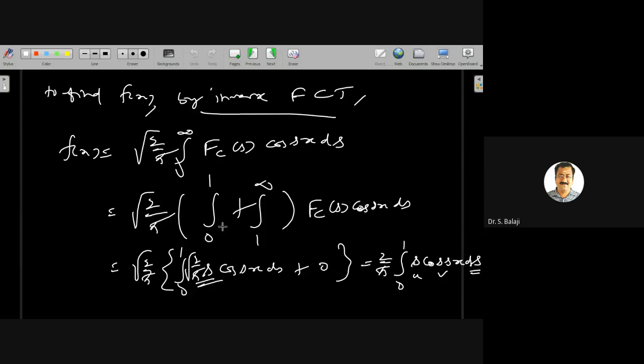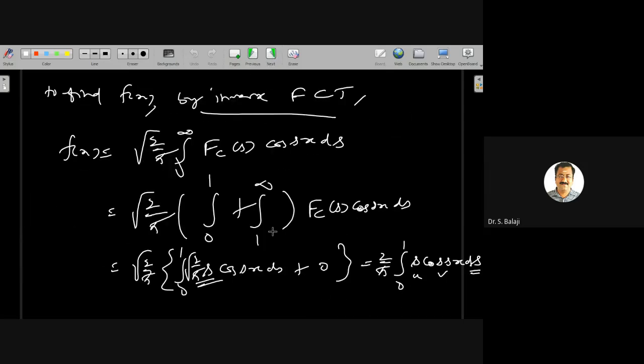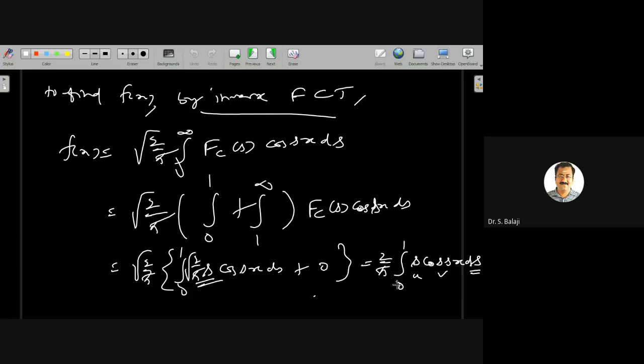Based on the given relation, Fc of s is defined from 0 to 1 and is 0 for s greater than 1. So the integral from 0 to 1 of Fc of s cos sx ds, where Fc of s is root of 2 by pi times s. For other values it is 0. So root of 2 by pi times root of 2 by pi, which is 2 by pi, times the integral from 0 to 1 of s cos sx ds.